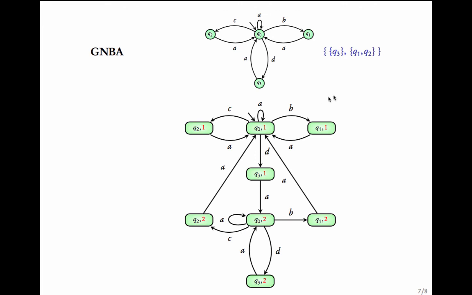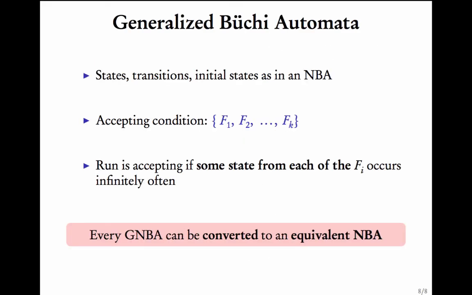Which will be the accepting state? You look at the first component, which is Q3, and Q3,1 will be the accepting state. If you see a run which visits Q3,1 infinitely often, you will notice that it is possible only if Q3 occurs infinitely often, and one of either Q2 or Q1 occurs infinitely often. This is the standard NBA corresponding to this GNBA. Essentially, this is what we wanted to show in this module.